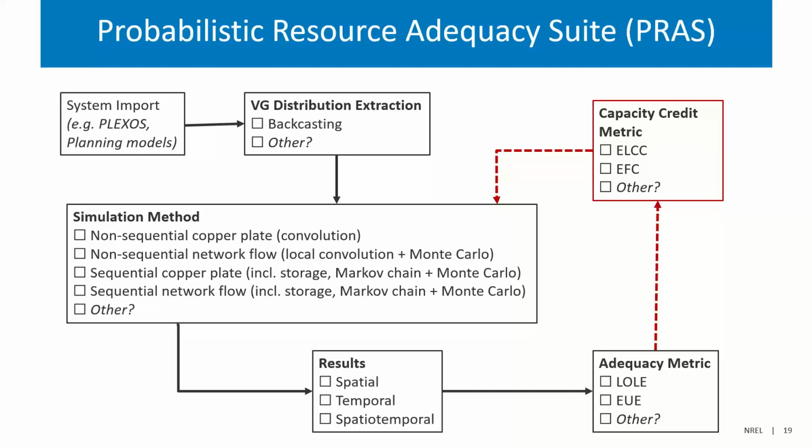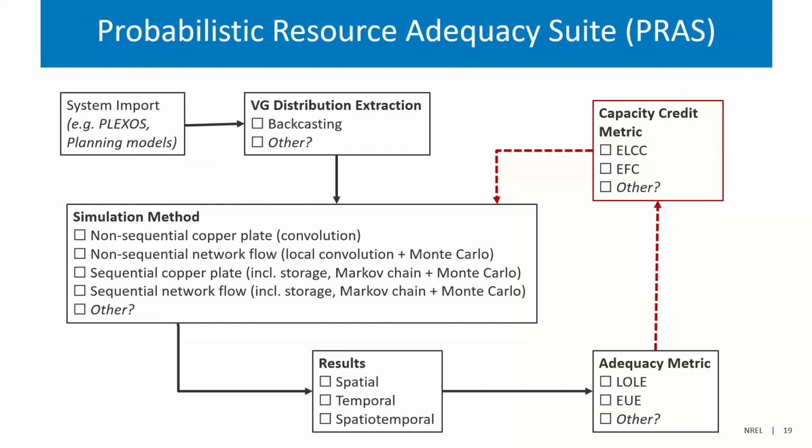Non-sequential means that your time periods are independent of each other, as opposed to sequential, which is mostly used when you have storage on your system, where your time periods are dependent on one another. With a copper plate, that's when you're looking at all your regions individually. However, with network flow, that's when you're taking into consideration transmission between regions.